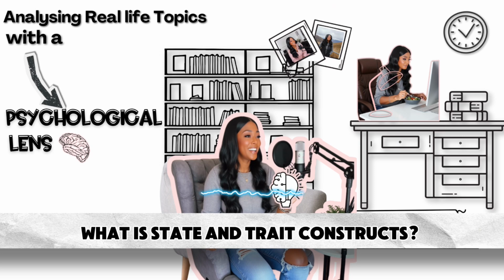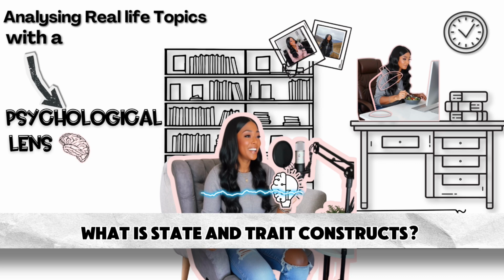Because if we can recognise that certain situations or environments might be triggering a higher state of anxiety or stress, then we can start to put strategies in place to manage that. Maybe it's taking a few deep breaths before a big meeting or having a support system in place for when things get tough. And on the flip side, if we understand our trait characteristics, the inherent parts of ourselves that don't change, then we can start to build on those strengths and really embrace who we are.